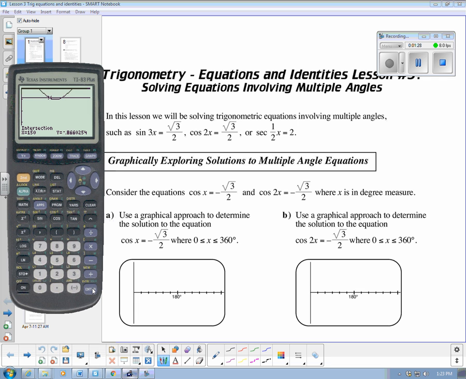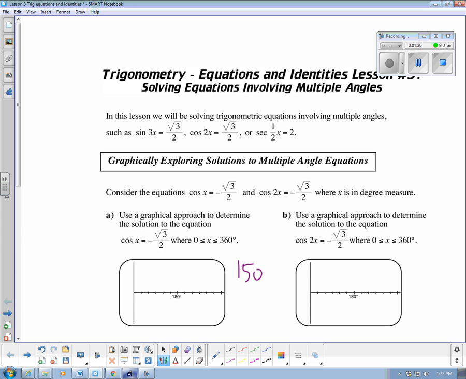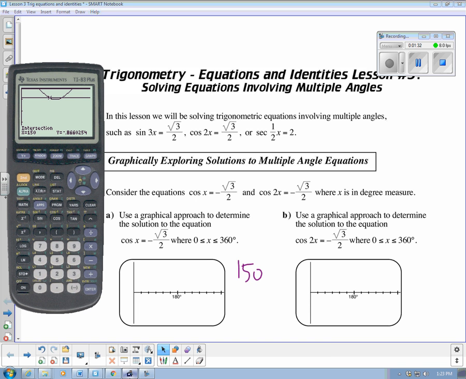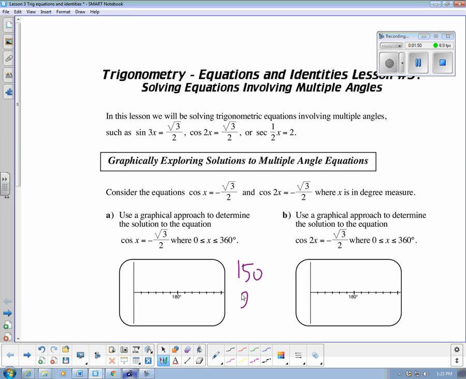It will also tell me my second answer by going second calculate, number 5. And now I have to arrow over a little bit to get to what looks like an overlapping point, enter, enter. And now it's 210. Could I have predicted those answers without using intersect? How could I have done it without using intersect?